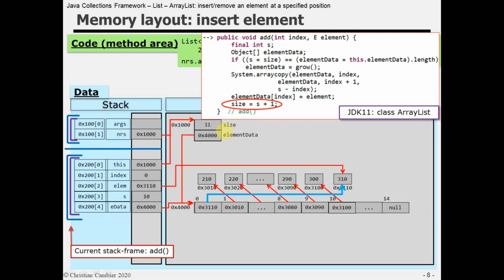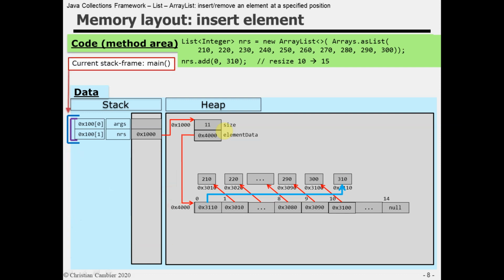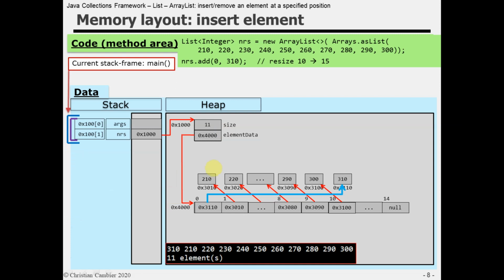We leave the add method, clearing up the stack frame in the process, and we're back at the main method. And our element has been added at the first position. If you were to print out the content, a sample code could look like this. So we see 310 as first element.